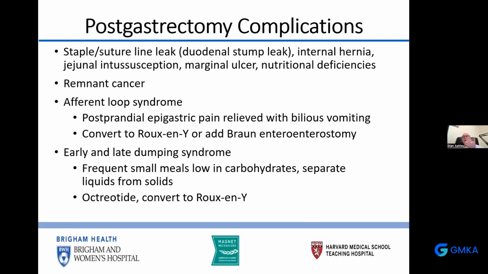So afferent loop syndrome after a B2 gastrojejunostomy: postprandial epigastric pain that's relieved by bilious vomiting. For some reason, either the afferent loop is too long or partially obstructed. And the surgical treatment, if you don't have another option, is to convert it to a Roux-Y or sew the afferent to the efferent limb of the gastrojejunostomy, providing an outlet that doesn't include the stomach. That's called a Braun enteroenterostomy.